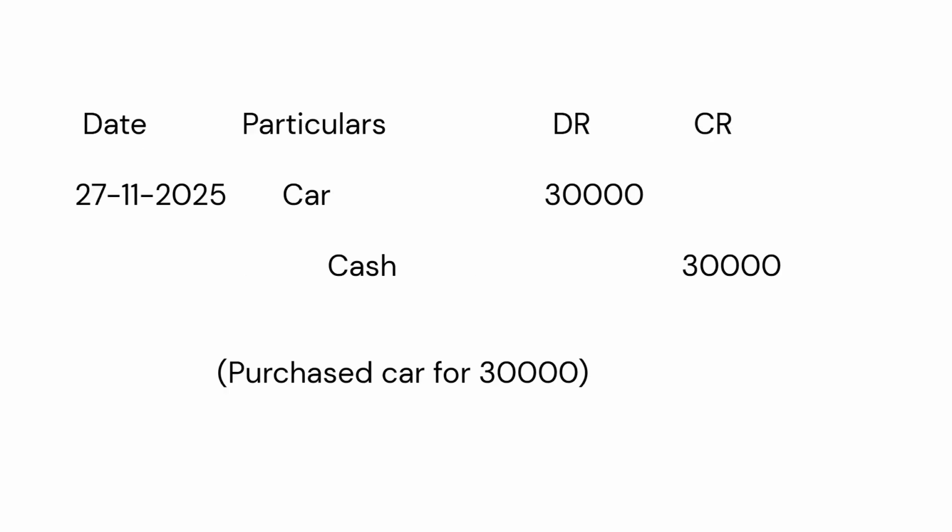Cash is an already available asset. That cash asset is being decreased by 30,000, so we are crediting that account by 30,000. So this is how the entry is created. We have given a short description: purchased car for 30,000.